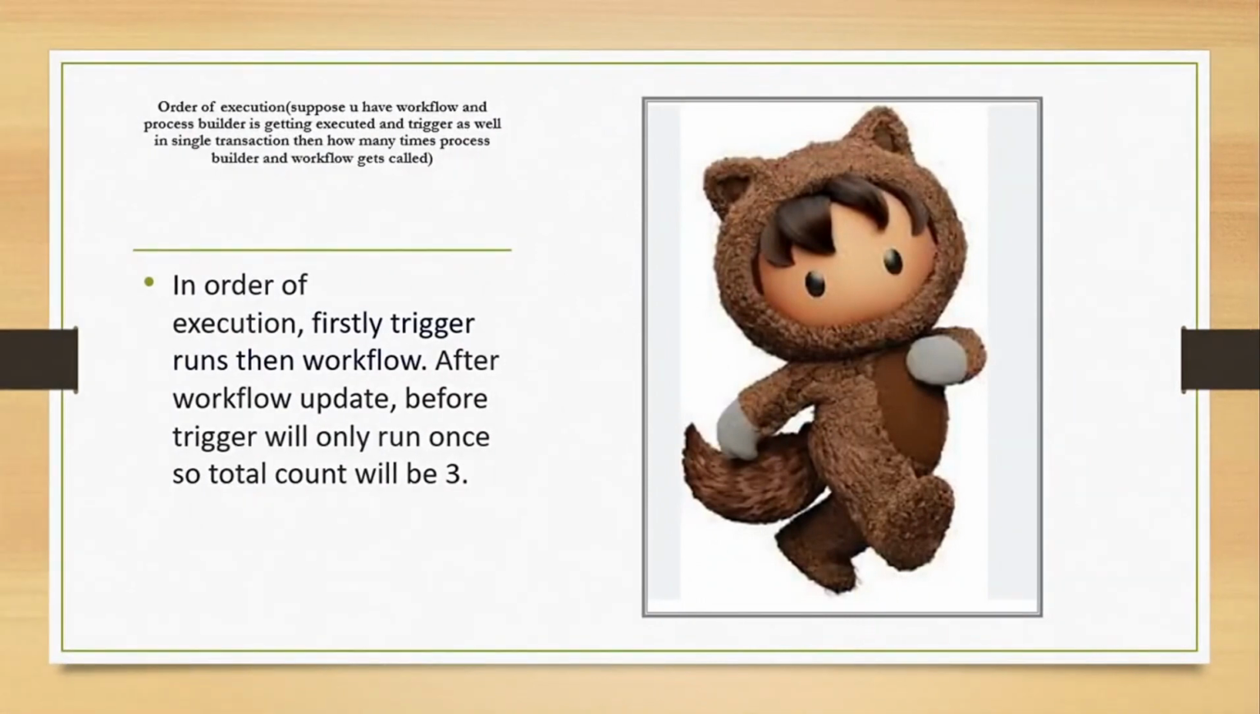So, order of execution. Suppose you have a workflow and a process builder, and they are getting executed along with a trigger in a single transaction. Then how many times do the process builder and workflow get called? In the order of execution, firstly the trigger will run, then the workflow. After the workflow update, the before trigger will run only, and the total count will be 3. Okay.